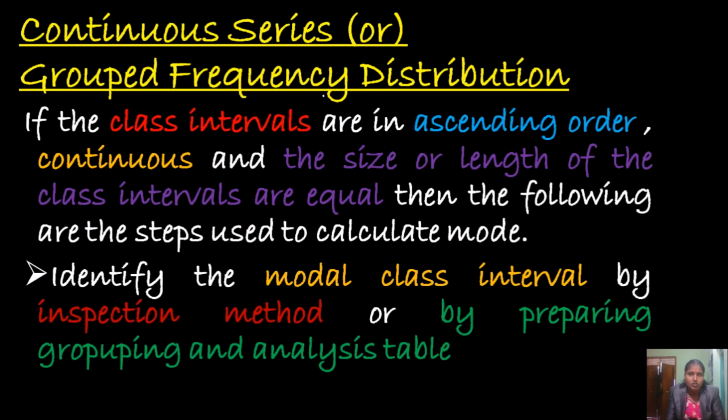Let's now move on to how to calculate mode for continuous series or grouped frequency distribution. Here we have to follow certain rules to calculate the mode. If the class intervals are in ascending order, continuous, and the size or length of the class intervals are equal, then only we follow the steps. First we identify the modal class interval either by inspection method or by preparing grouping and analysis table.